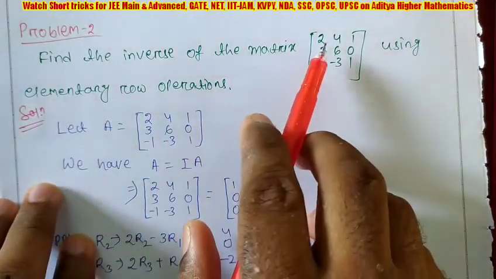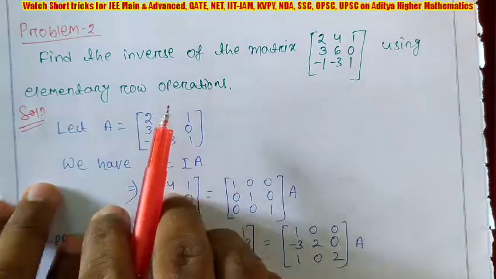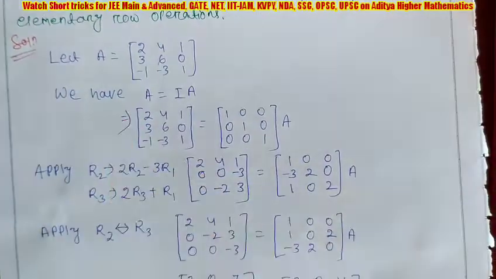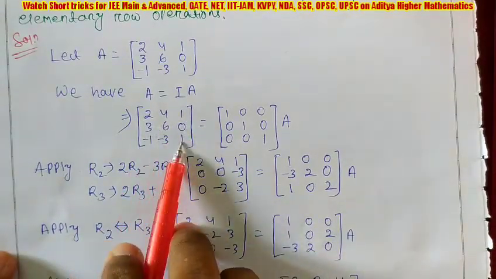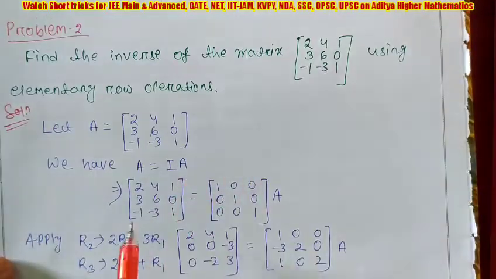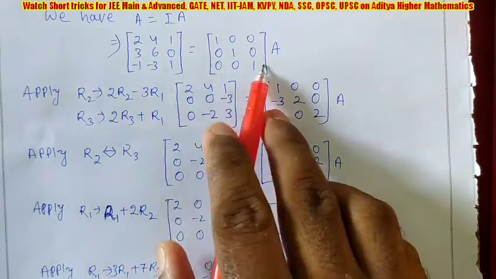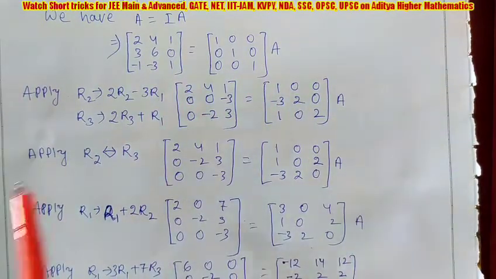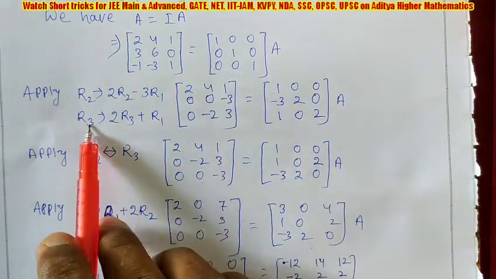Here one question is given: 2 4 1, 3 6 0, minus 1 minus 3 1, using the same elementary row operation or transformation method. So that question you need to take as a matrix, then write A = IA, and write what is given in the question, nothing else. And on the right side write the value of I, the same thing we followed in the previous question. Now similarly make the first two zeros in the first column, that is R2 and R3.